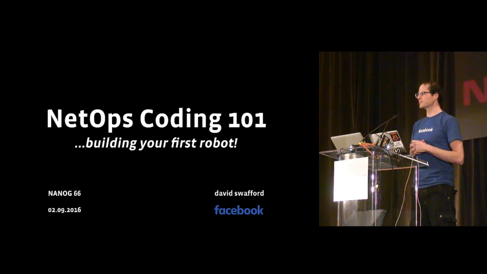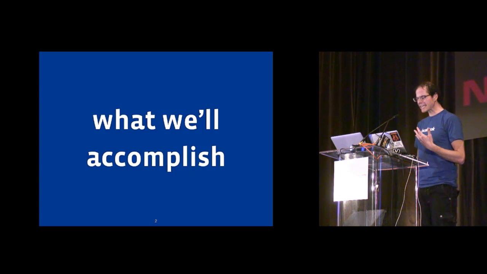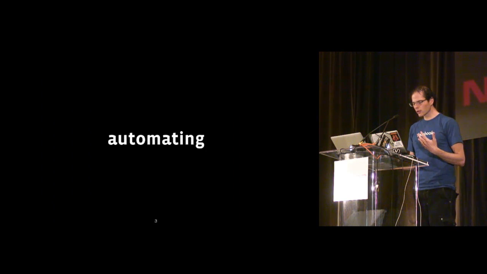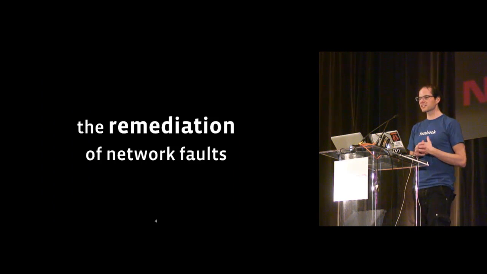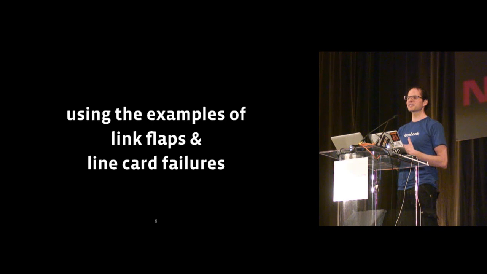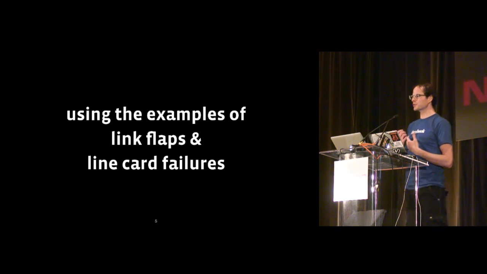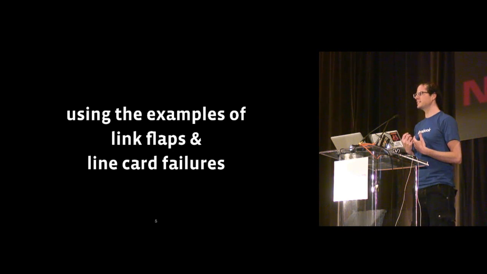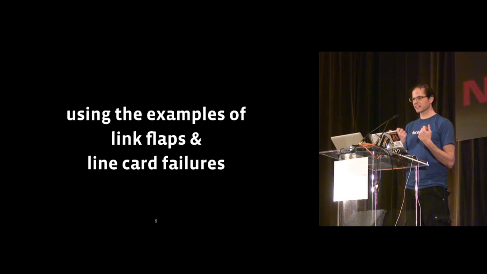So today is Netops Coding 101, where we're going to be focusing on building your first robot. Taking a look at what we're going to accomplish today, we're going to be looking at automating the remediation and detection of network faults, things common in your network, such as link flaps and linecard failures. Trying to write software to handle these issues, to do the initial troubleshooting so that you can free up that 5 or 10 minutes that you might otherwise have spent logging into a network device and running some show commands or thinking about what's going on, to let you do some more useful things with your time.